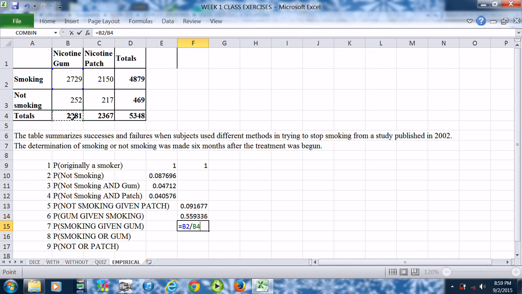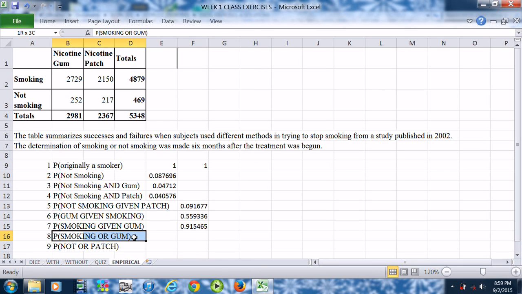So the probability of smoking again given using the gum was 2,729 divided by the column total associated with gum of 2,981. Notice how when you have a conditional probability and given a specific condition, your sample space is shrunk to the single given column or row. It is no longer everyone in the table, so you will no longer be using the grand total in your denominator. You will be using either the given column in your denominator or the given row in your denominator.